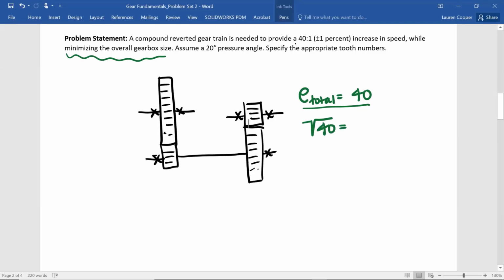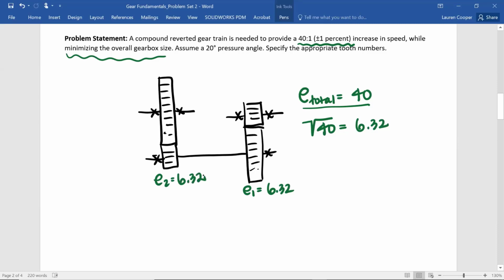And the easiest way to do that is just to take the square root of 40. And we can do that because we have a little bit of wiggle room in the gear ratio we need to achieve. And you'll see when this is not the case with the next examples. So the square root of 40 is 6.32. So let's say our train value for stage 1 is 6.32, and our train value of stage 2 is 6.32.